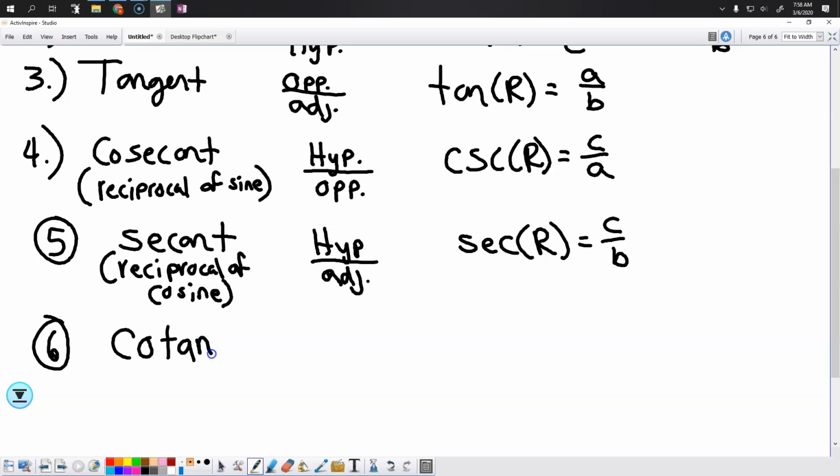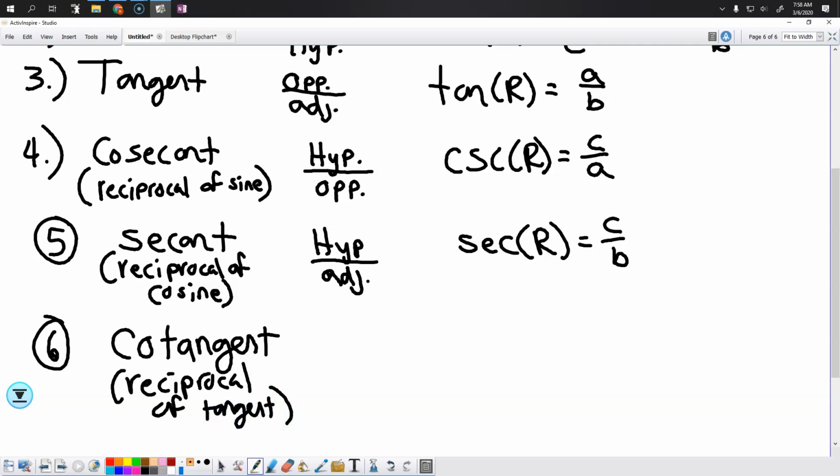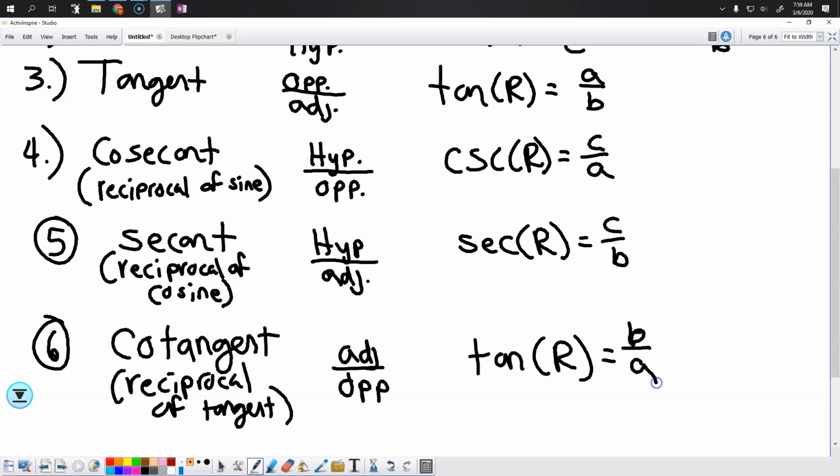The next one is cotangent, which is the reciprocal of tangent. I don't know if I'm spelling reciprocal right, but hey, we live in a world of spell check. So tangent was opposite over adjacent, so cotangent is adjacent over opposite, and we write it like this. B over A, right? Because tangent was A over B, so cotangent would be the same thing but flipped.